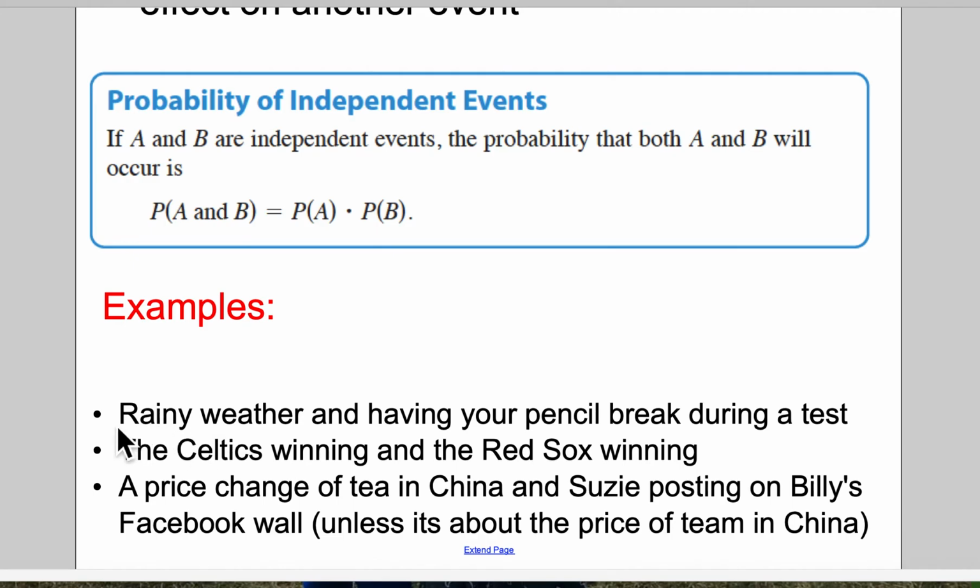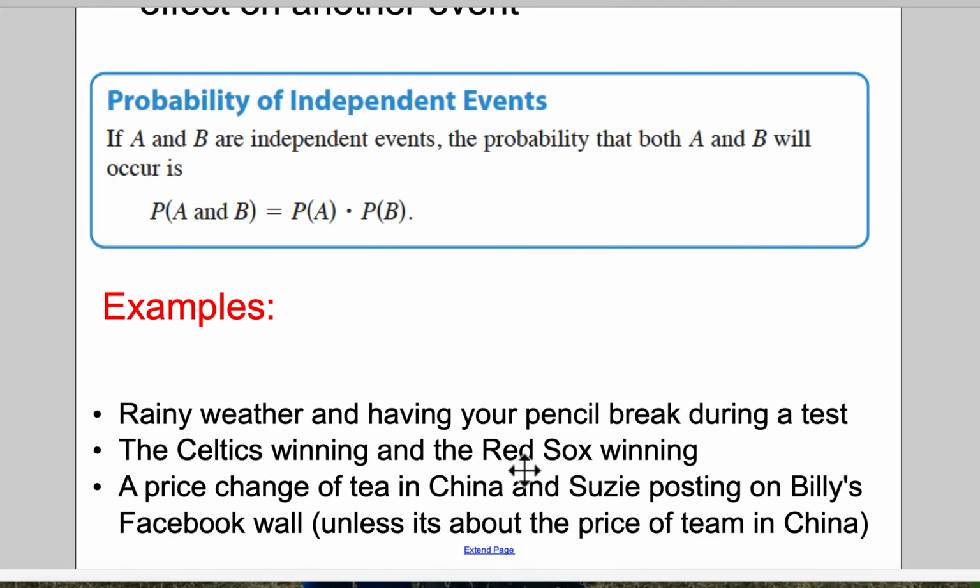So here's some examples of things that are probably obviously independent events, outside of drawing cards and rolling dice and flipping coins, right? If your pencil breaks and it's rainy, probably not related to each other, they're probably independent. You could find the probability that both happened as long as you had the probability of each individual one simply by multiplying those two probabilities together, right?